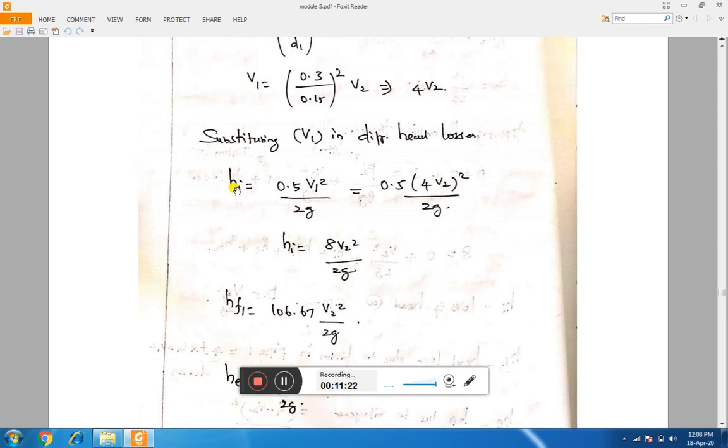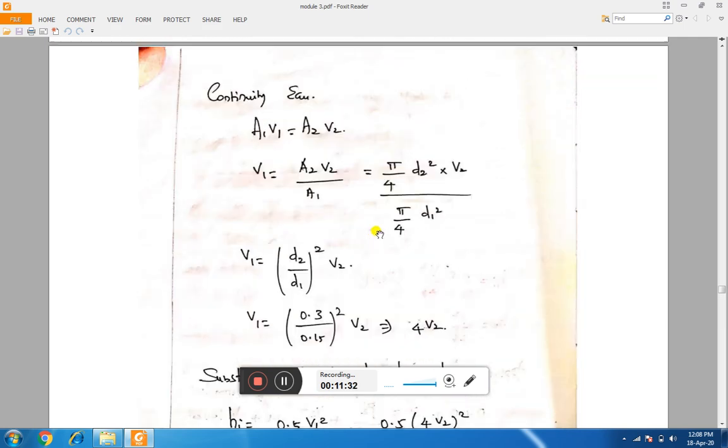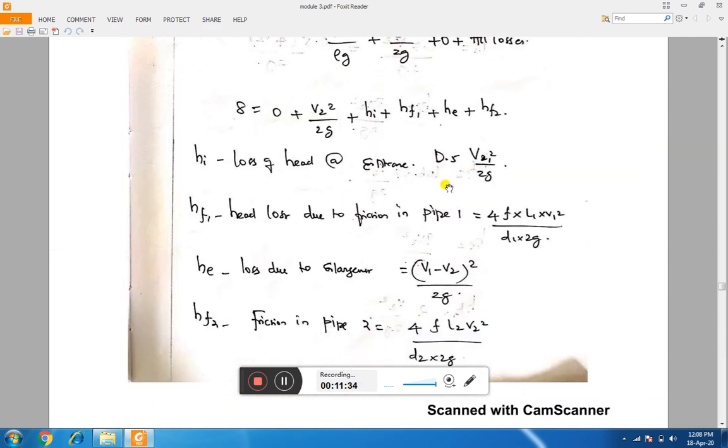Now let us take hi, 0.5 V1 square by 2g. Now substitute V1 as 4V2. So 0.5 (4V2) square by 2g, so it is 8 V2 square by 2g. Now we are going to substitute V1 as 4V2 in all these four equations.